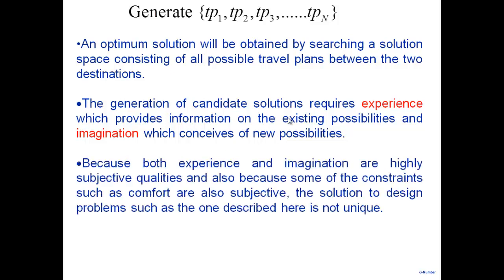Now, again, because both experience and imagination are subjective, they vary from person to person. And therefore, the kind of outcome that you may generate depends on the person who's carrying out the design. So these are subjective things. Experience is subjective. Different people will have different experiences. Different people have different imagination abilities and creative abilities. So the solution that one may get is often not unique. You give the same problem to one person, he or she will come up with one design solution. You give it to another person, he or she may come up with another solution.